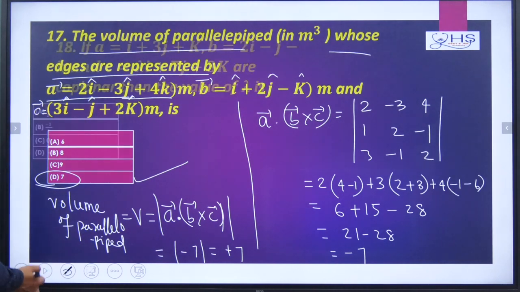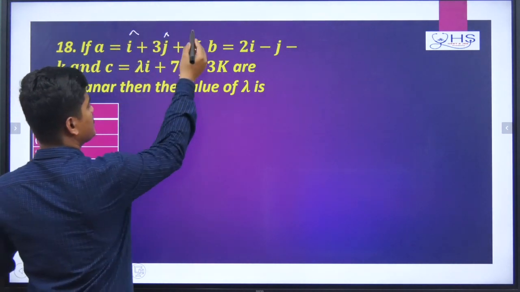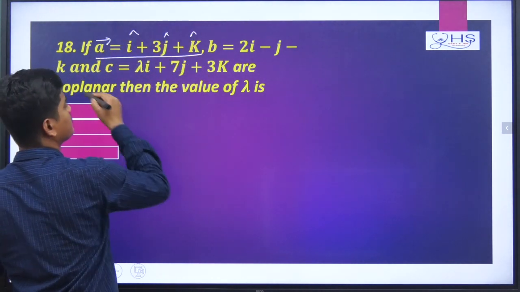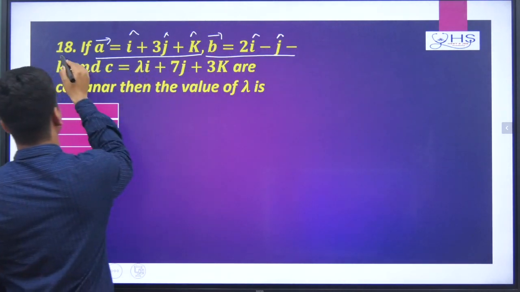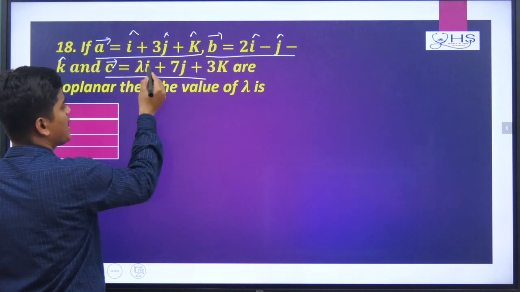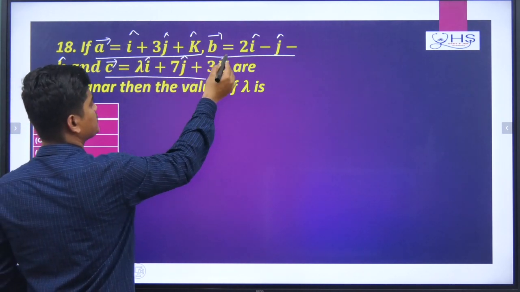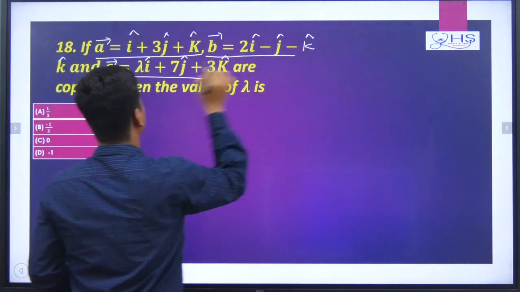Now come to the next question. If A vector is given 2i plus 3j plus k, and B vector is given 2i minus j minus k. Now here C vector is also given, lambda i plus 7j plus 3k. So here some lambda is given.